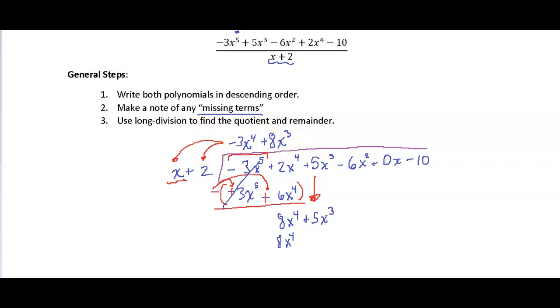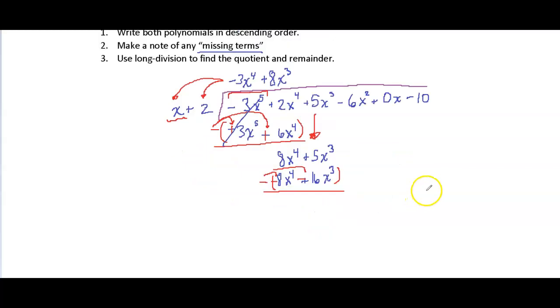8x to the third times x is 8x to the fourth power, and that's what we want it to do. Now 8x to the third power times 2, well, that's a positive 16x to the third power. And remember, after we multiply, we need to subtract. Now we can distribute that minus sign.